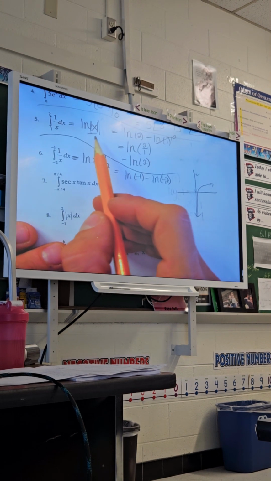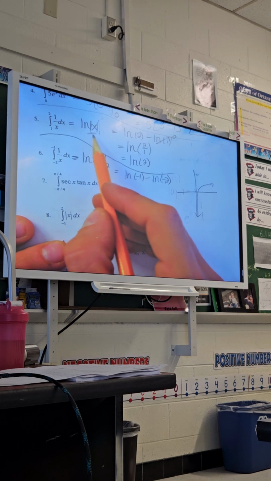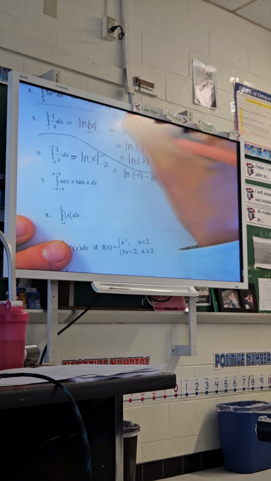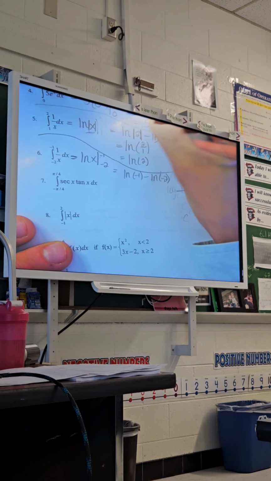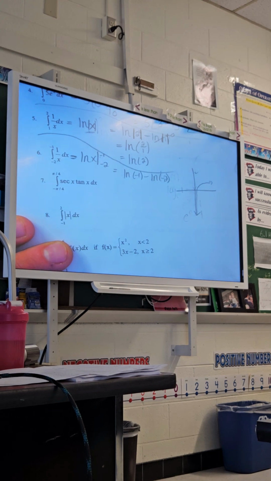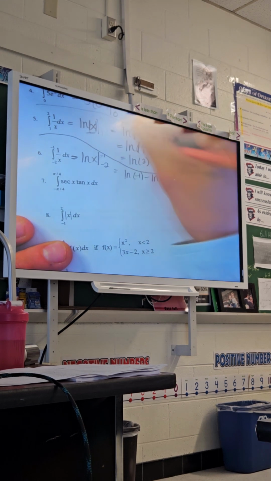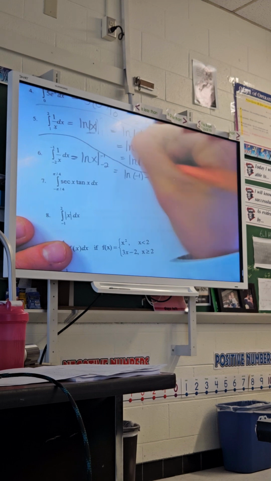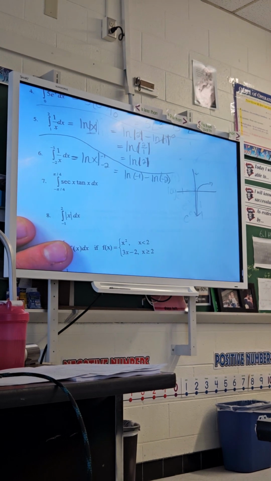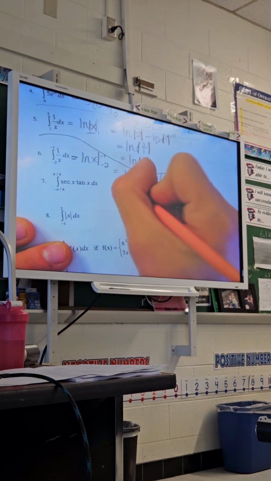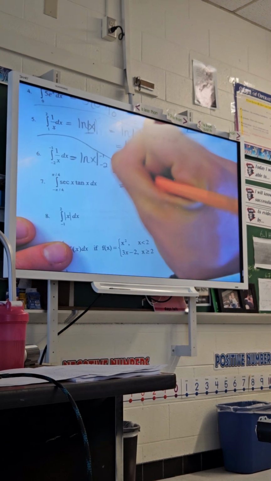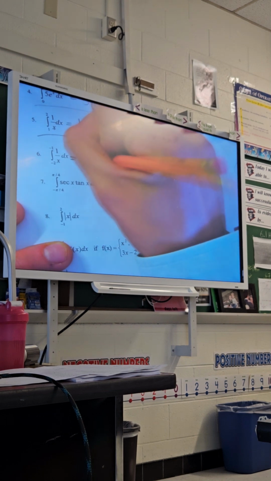We have determined the rule here that we are using natural log of absolute value x. We used it right here. Y'all might want to go up and just change these on your paper to absolute values on the previous problem. All of these are absolute values.